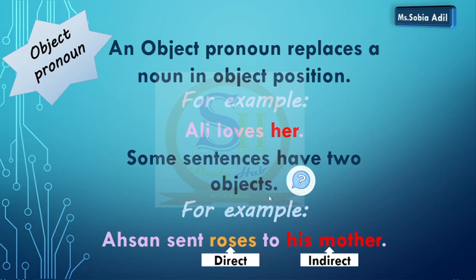Some sentences have two objects. It is not necessary that there will be only one object, a sentence can also have two objects. For example, Ahsan sent roses to his mother.